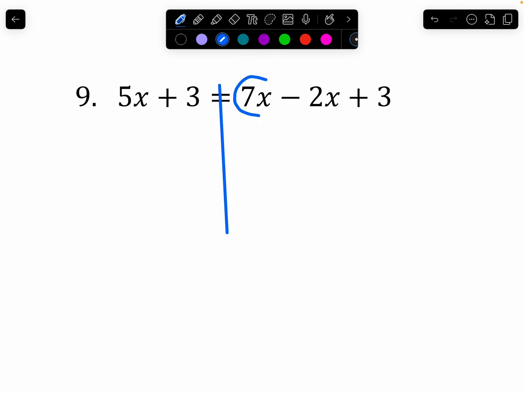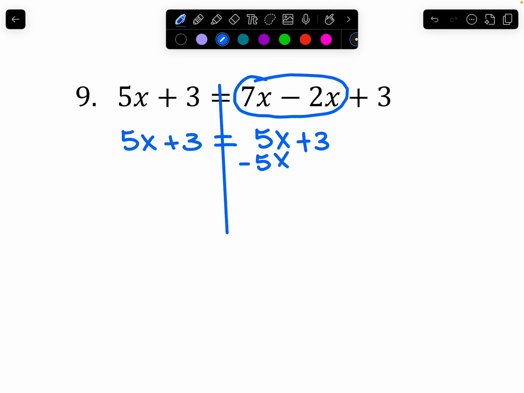If you look at the right-hand side, you can actually go ahead and take care of the 7x minus 2x, which will give us 5x. Now that we're here, I'm going to move my 5x from one side to the other. And when I do that, I'm actually left with no x's. My variables have disappeared, which means that I have ended up with what we call a special case.